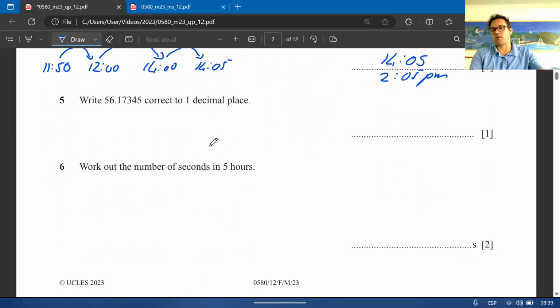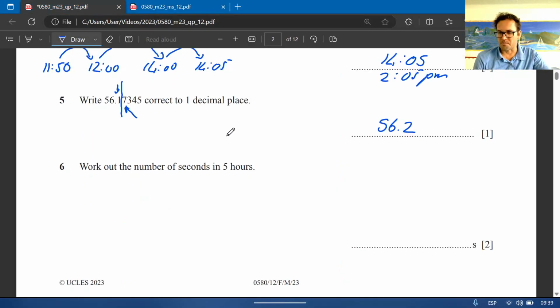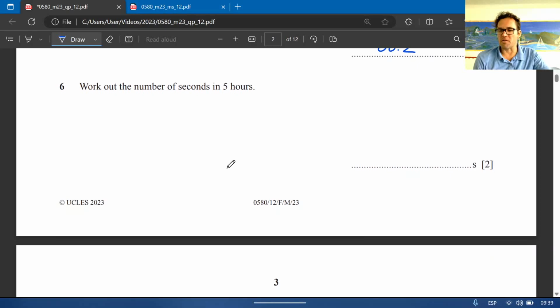Correct. Next, we round this 56.17345 to 1 decimal place, which is there. That 1 is in the first decimal place position. So we need to cut it off there. But there's a 7. When it's a 7, we need to round it up to 56.2. Yep, 56.2.